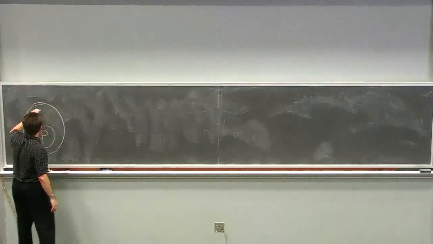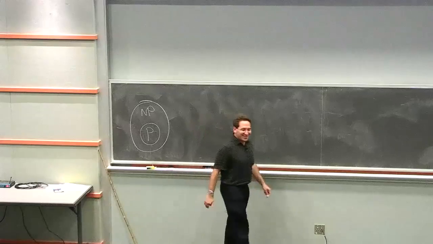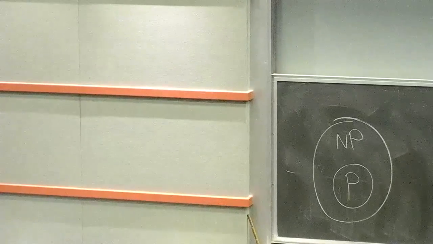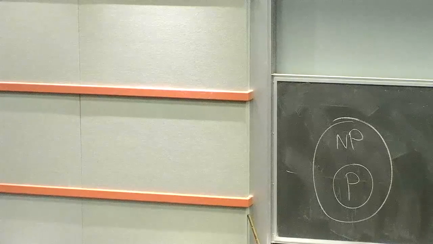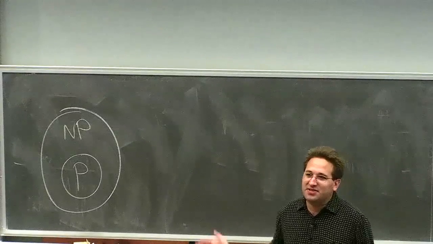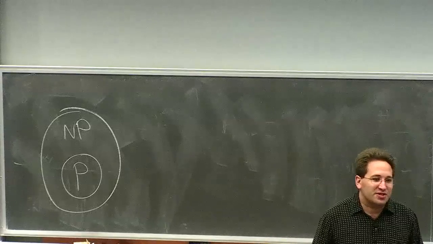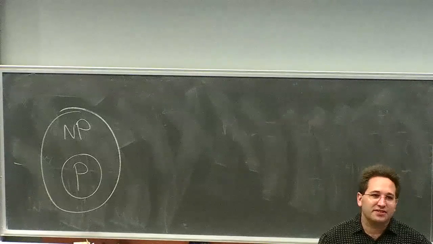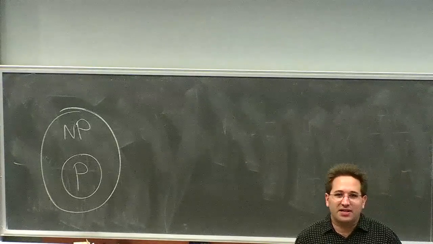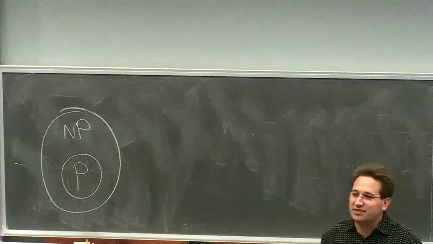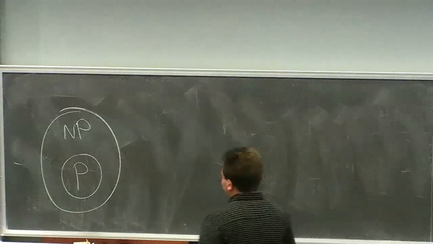You may have heard of this P versus NP problem. It's one of the seven Clay Millennium problems, I guess. And P is just the class of all decision problems, so yes or no problems, which are solvable deterministically by an algorithm running on a classical computer that uses only a polynomial amount of time.